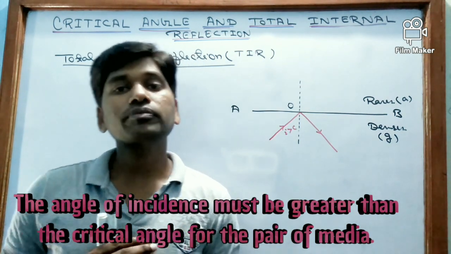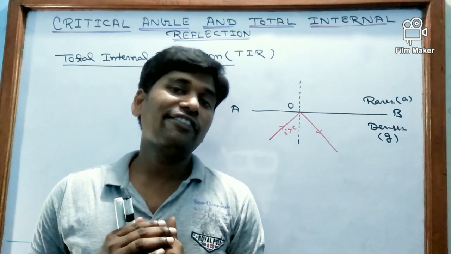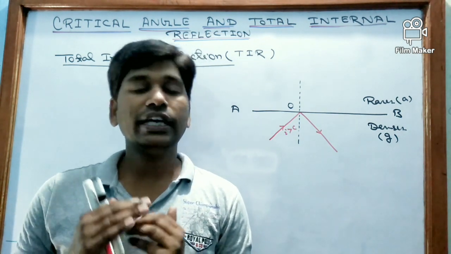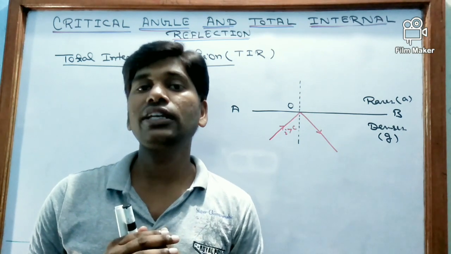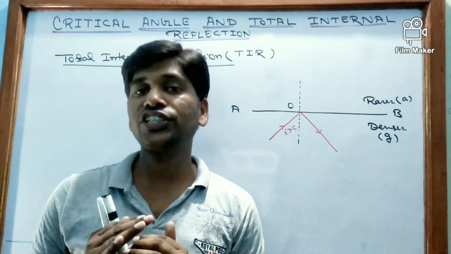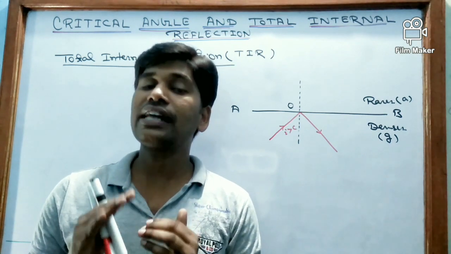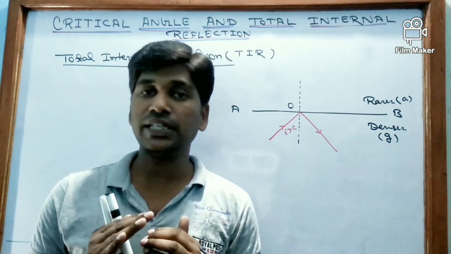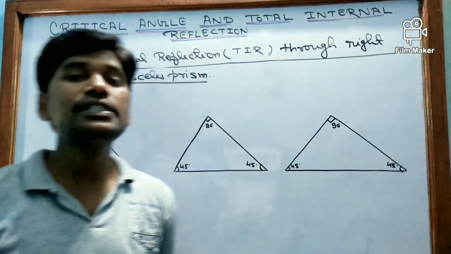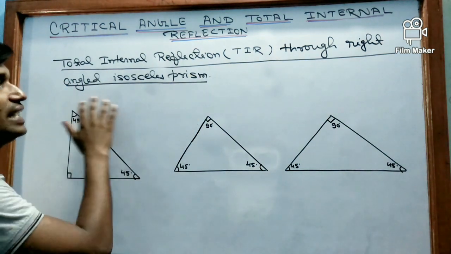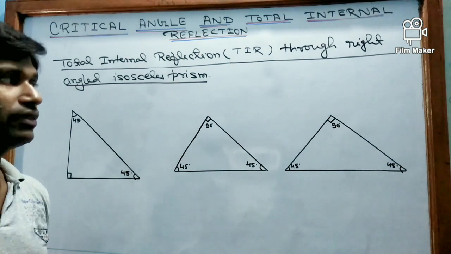Now let us see total internal reflection through a glass prism. In this, first we will see total internal reflection through an isosceles right angled glass prism. So let us see the total internal reflection through a right angled isosceles prism.